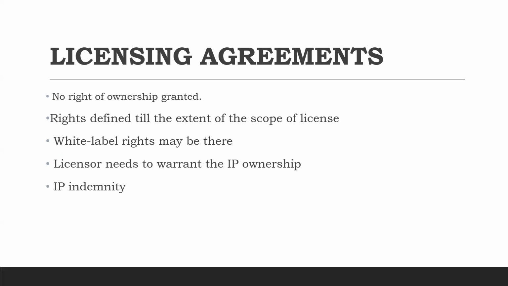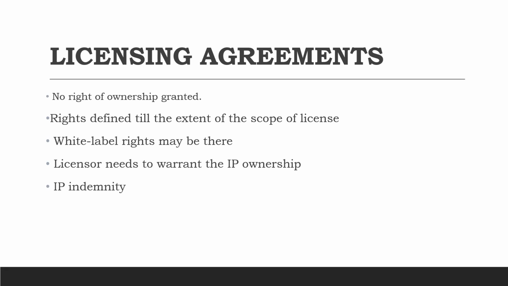Now, licensing agreements. Under licensing agreements, intellectual property becomes important. It's also a little tricky because here there is no right of ownership being granted. The ownership rights of the product or the service being licensed remain with the licensor itself. The licensee only gets a limited license to use the said product or service. The rights are defined to the extent of the scope of the license. The scope of the license could be defined as anything, such as using the particular product, or in some cases even sub-licensing, or transferring the particular product, etc.